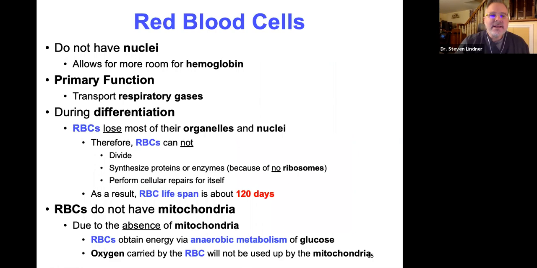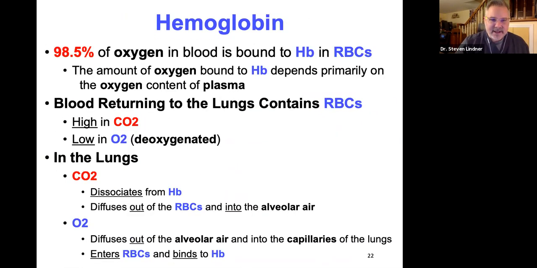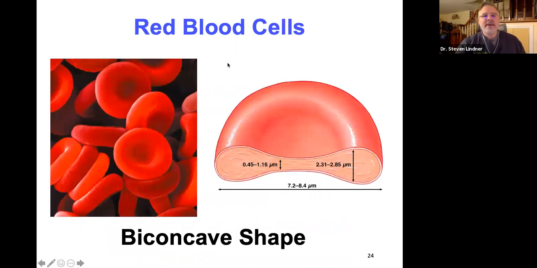Okay, now let's look at the blood cells themselves, okay? So the red blood cell doesn't have a nucleus. Other cells do. We'll see white blood cells have a nucleus, but not the red blood cells.